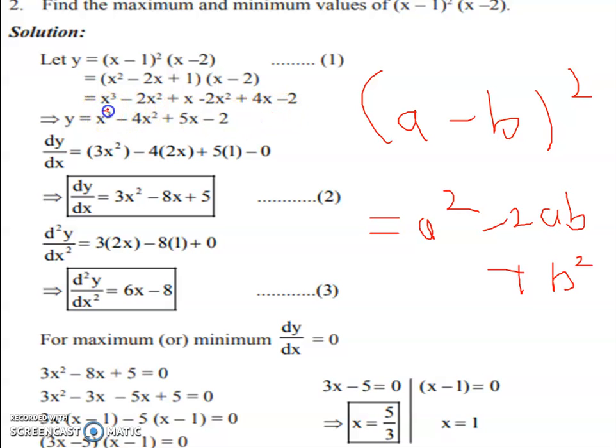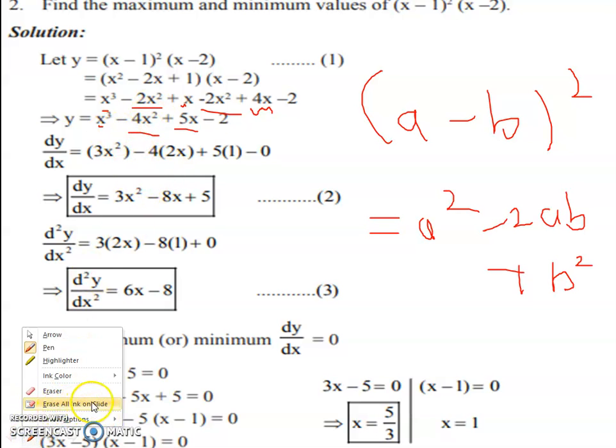Equating, x cube remains the same. I write here minus 2x square minus 2x square, minus 4x square, plus 4x and x is 5x, and minus 2 remains the same. So we have to take the derivative of such function. I erase all these things.